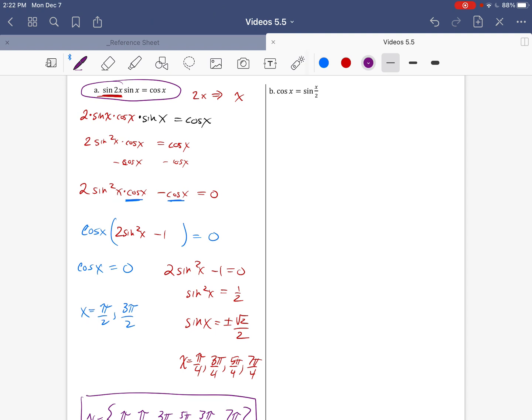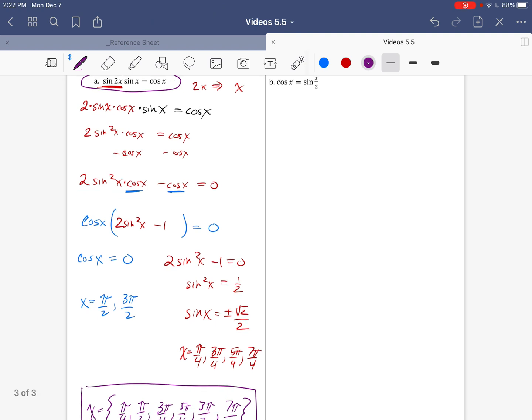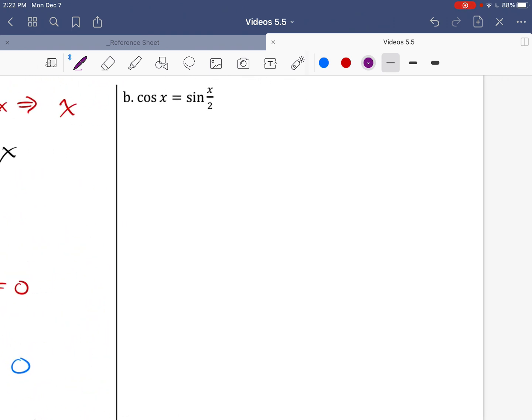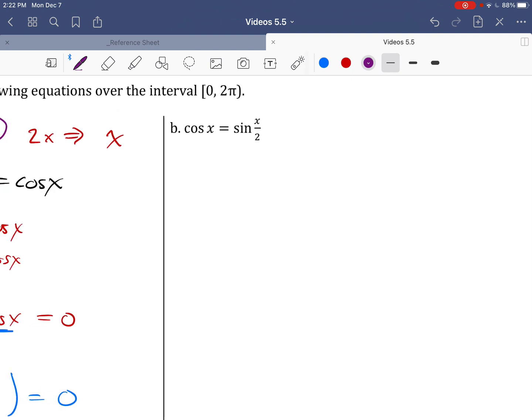Class, we will plug in, verify, graph to check your answers, and all that kind of stuff. Lots of different variations. Now, let's do one more. And in this particular case, as you can see, we're going to need to change this x over 2 into an x by using a half angle formula substitution. So let's go ahead and take sine of x over 2 out and replace it with the half angle formula, the square root of 1 minus cosine x over 2.